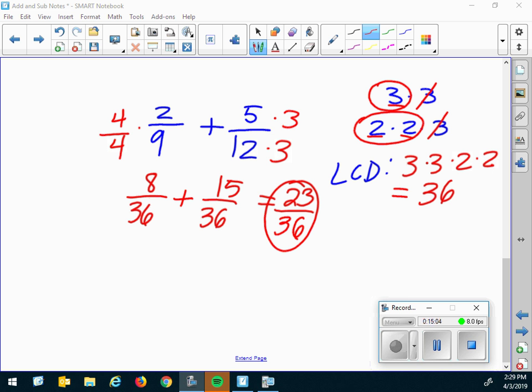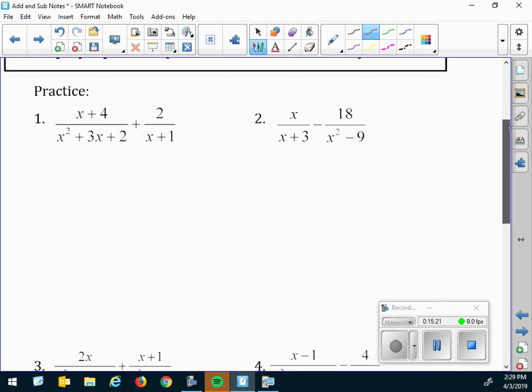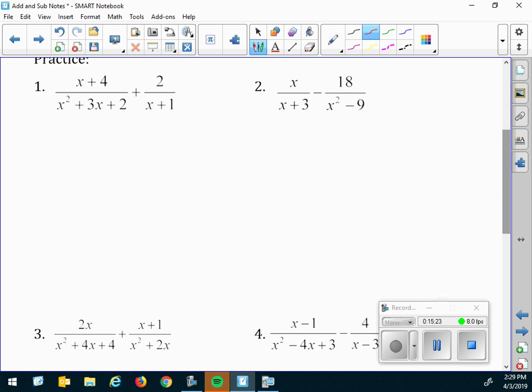Okay. So, do you see? Look, I needed what was left over. Now let's go up here. Now let's go right here. Now, let's factor the denominators. X plus 2 times x plus 1.